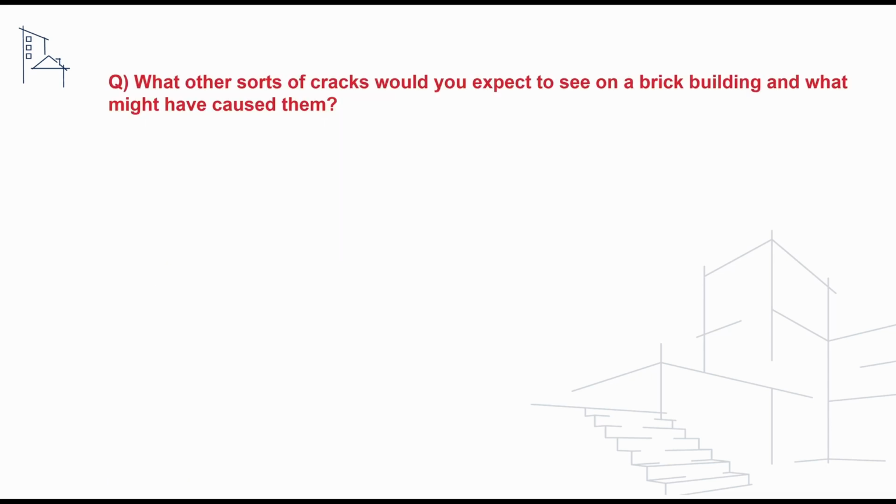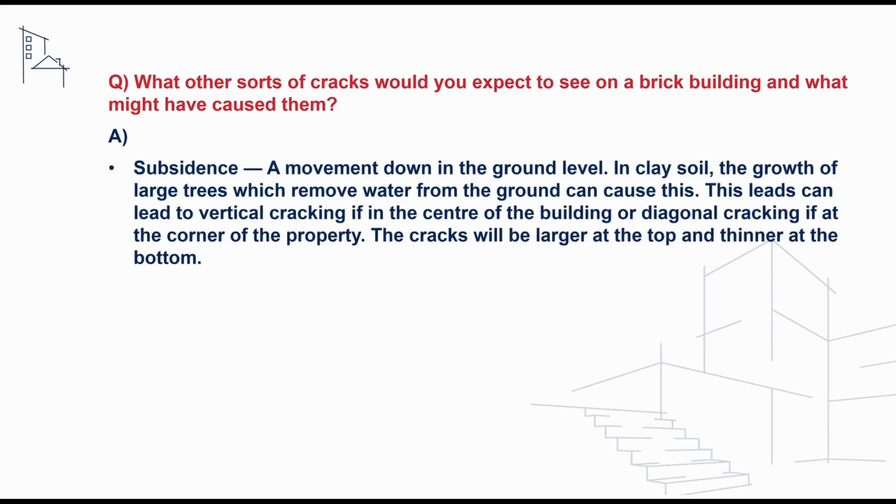Another question we may be asked is, what other sorts of cracks would you expect to see on a brick building and what may have caused them? And to address this, first of all we could reference subsidence, and this is a movement down in the ground level, and this can occur in clay soil where the growth of large trees which remove water from the ground can cause this. And this can lead to vertical cracking if in the centre of a building, or diagonal cracking if at the corner of a property, and the cracks will be larger at the top and thinner at the bottom.